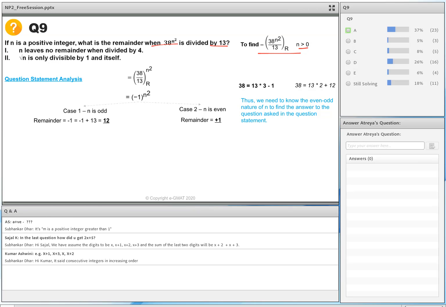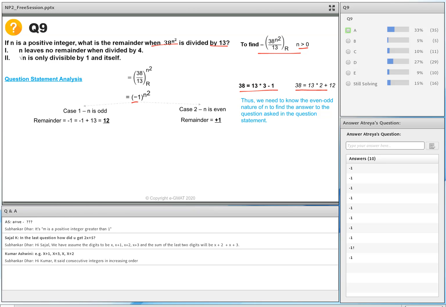Now, again, two different processes. You can either write 38 as 13 times 3 minus 1, or you can write 38 as 13 times 2 plus 12. I'll open the answer presenter's question pod here. You need to tell me what is easy, calculating with minus 1 or calculating with 12. What would be an easy process? Obviously calculating with minus 1, right? So we'll write minus 1 to the power n squared.